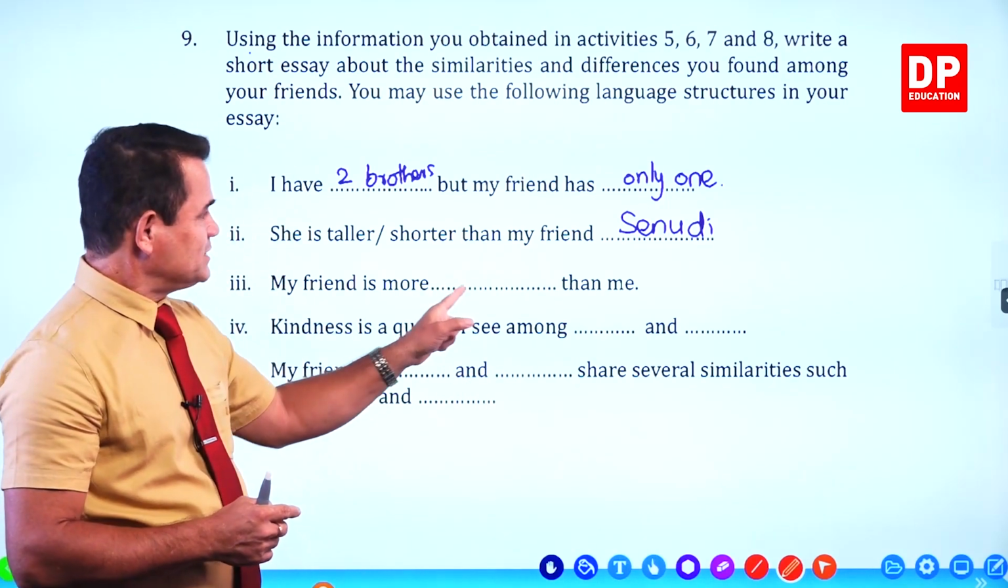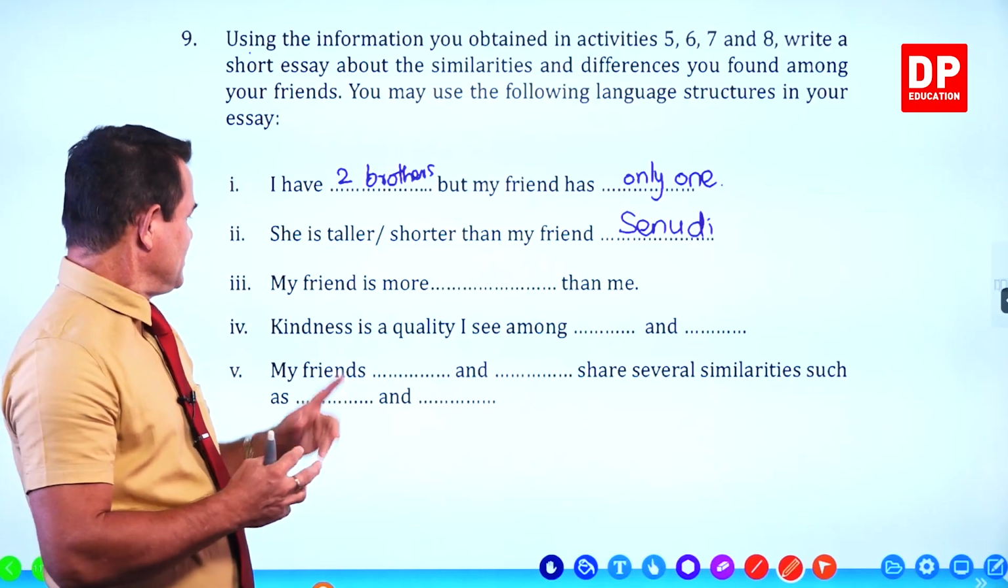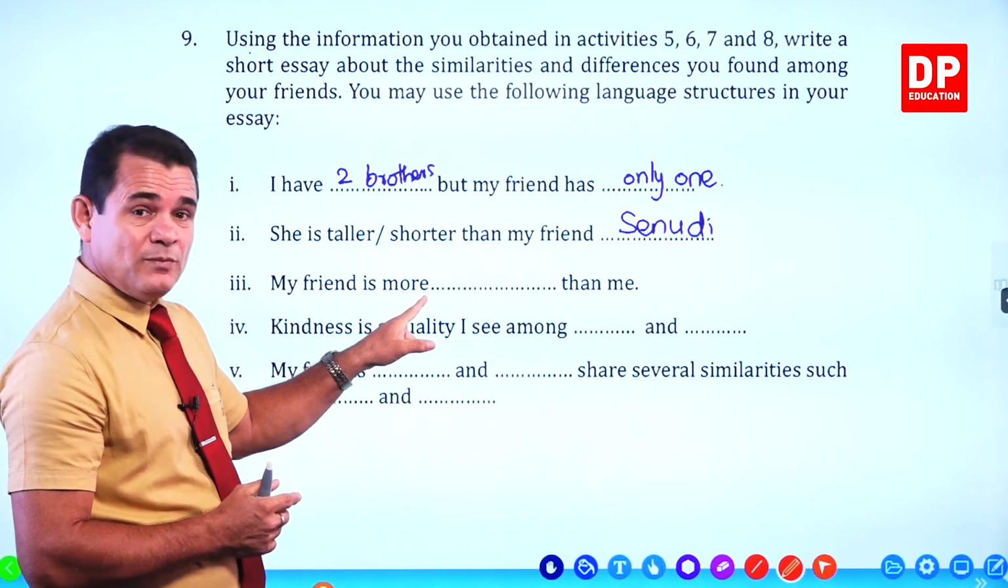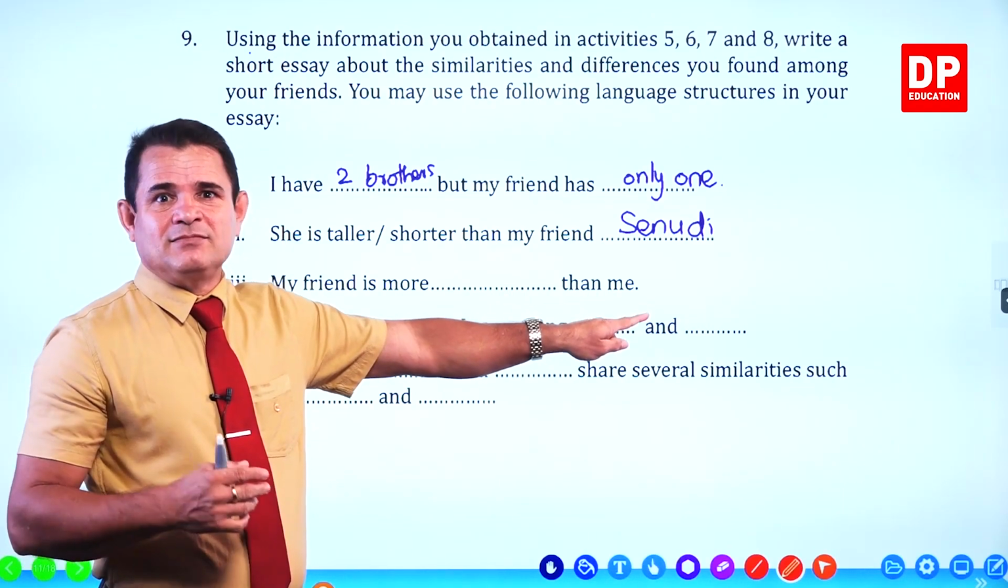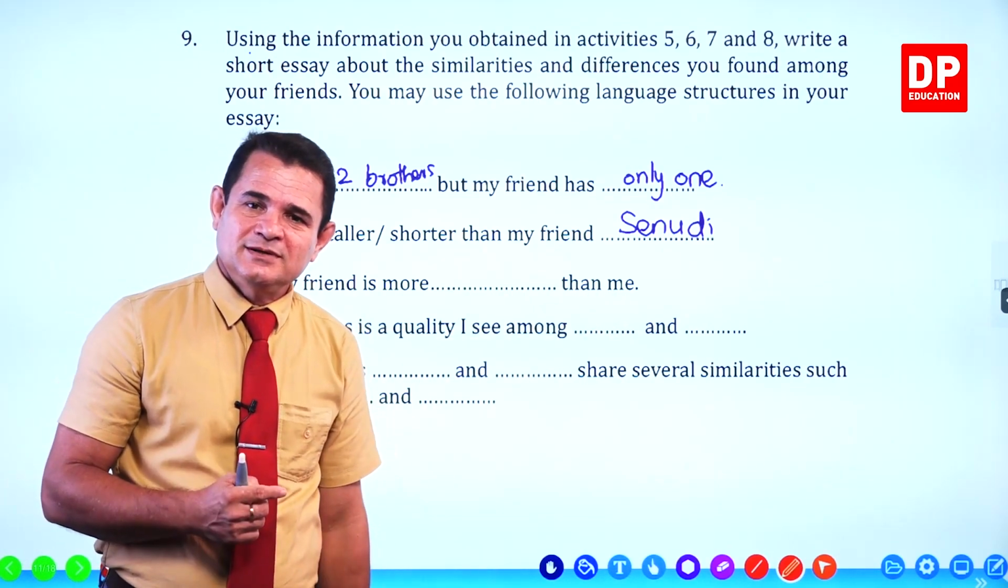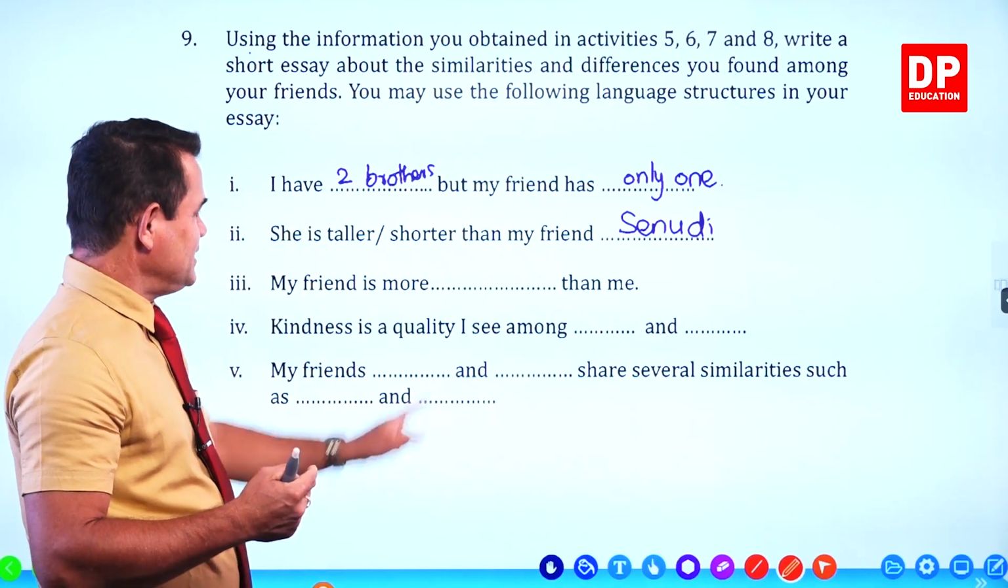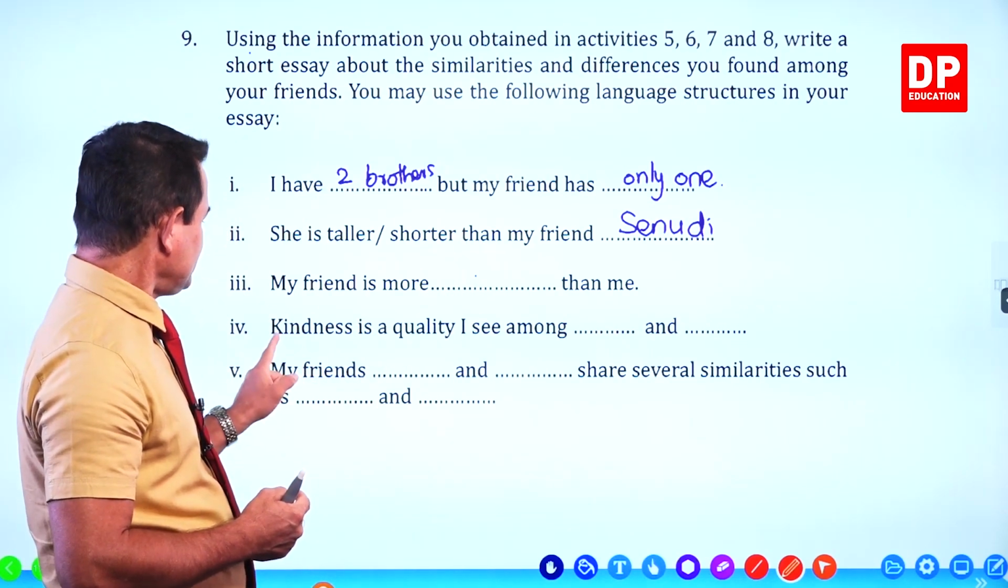So then use another suitable adjective here. My friend is more intelligent than me. මට වඩා බුද්ධිමත්. Right? You can say, you can use any adjective.